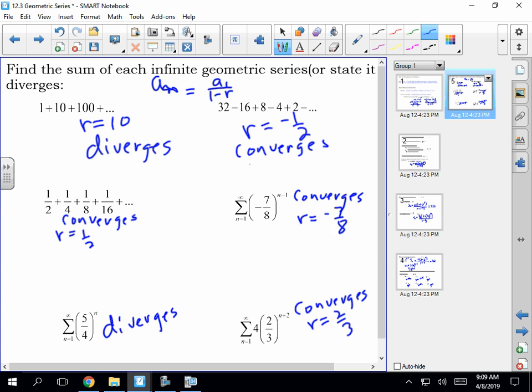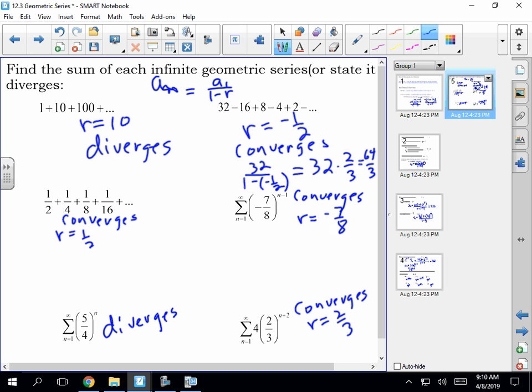So here we'd have 32 over 1 minus -1/2. So that's 32 over 1 plus 1/2, or 32 over 3/2. I think I could do that one by hand. 32 times 2/3. So 64/3 if we leave it there. Now, what is that as a decimal? Let's get a decimal for that. 21.3 repeating. 21 1/3.